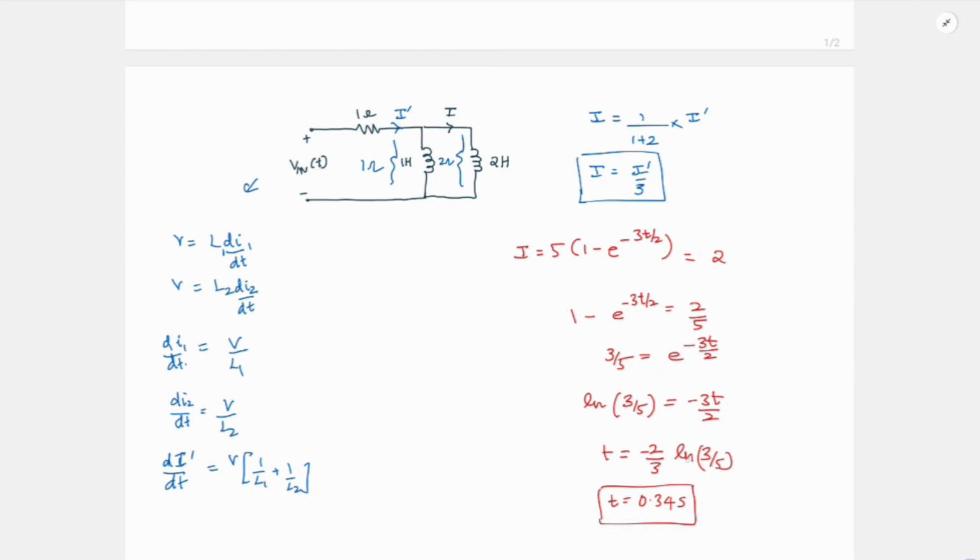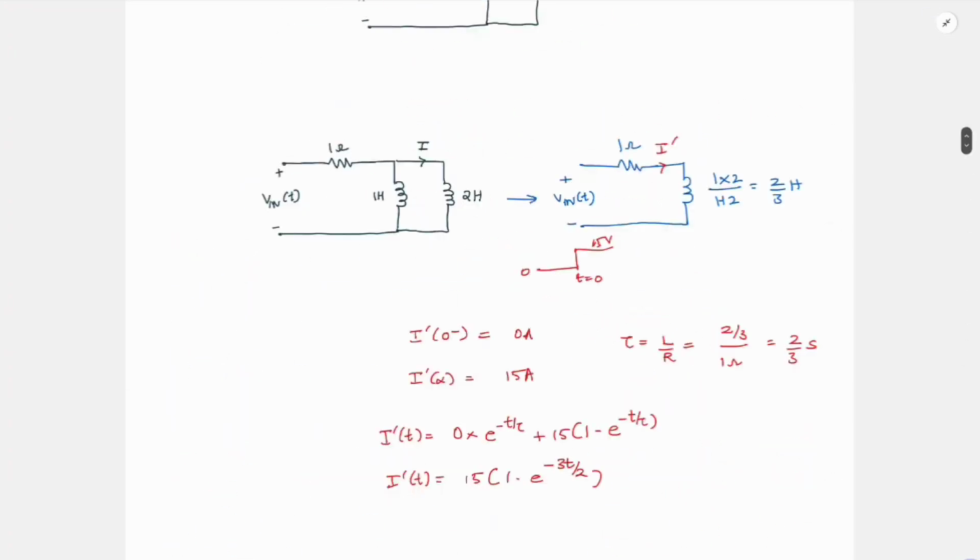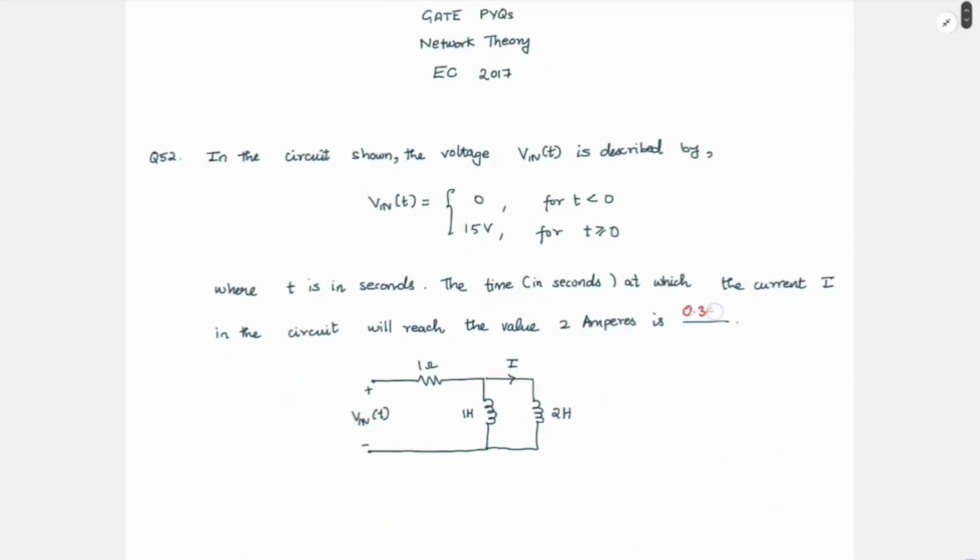While using the calculator, you should be careful to take this as natural logarithm. Your log will be to base 10, whereas natural logarithm is base e. Okay, so for this question, your answer is 0.34 seconds.